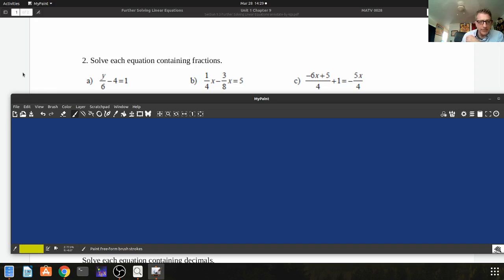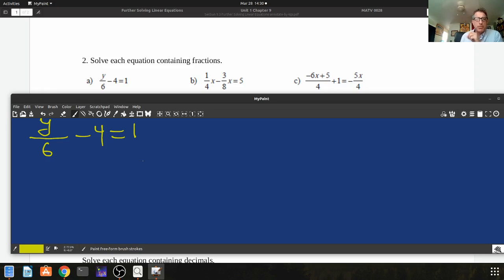And we have y, this is an equation in the variable y divided by 6 minus 4 is equal to 1. Now we could just go ahead and solve this exactly as it is, but I don't want to deal with that fraction, and I doubt you do too. So what we do is we're going to clear denominators.